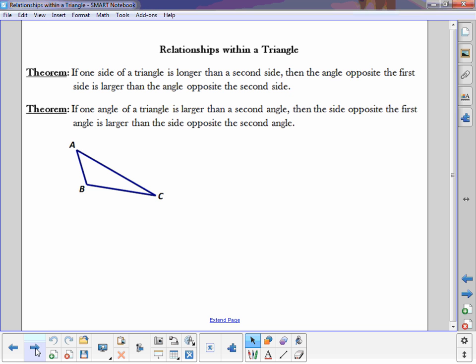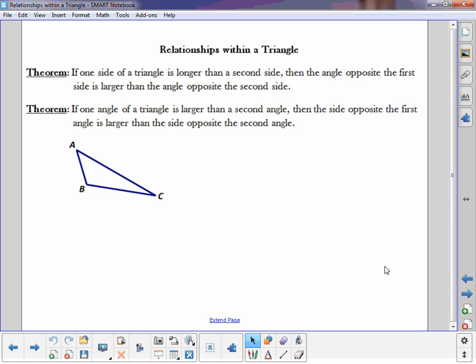Let's go ahead and take a look at your notes. So again, this is relationships within a triangle. We're looking within one single triangle. Now our first two theorems here kind of go hand in hand. The first theorem says if one side of the triangle is larger than another side of a triangle, then the angle opposite that long side is larger than the angle opposite the other side. Vice versa, if one angle of a triangle is larger than another angle, then the side opposite that first angle is bigger than the side opposite the second angle.